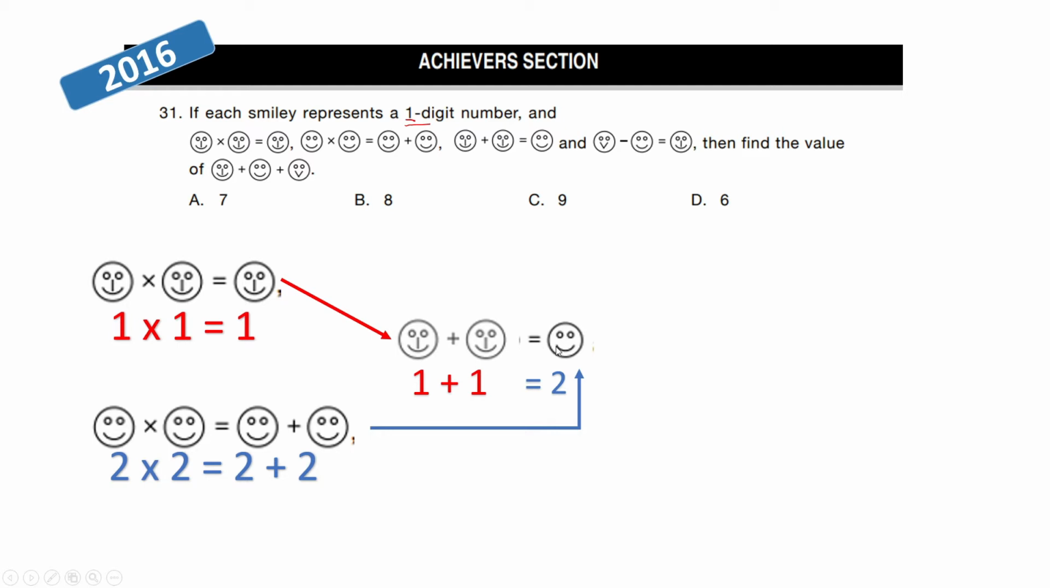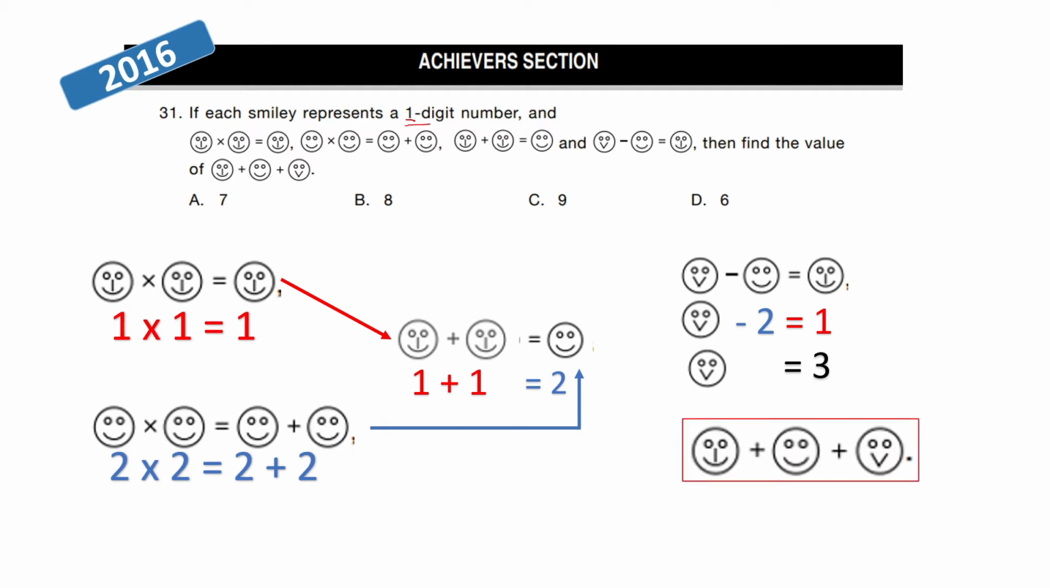Now let's come to the next expression, which is this. Now there's a V smiley minus no smiley, which is 2, is equal to 1, which is the no smiley. So with this we can find that the V smiley is equal to 3. So now we know the values of every smiley. So now let's solve this expression, which will be no smiley plus no smiley plus V smiley, which is equal to 1 plus 2 plus 3. That is 6 and your answer is option D, 6.